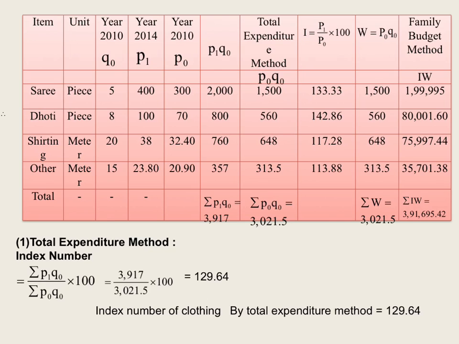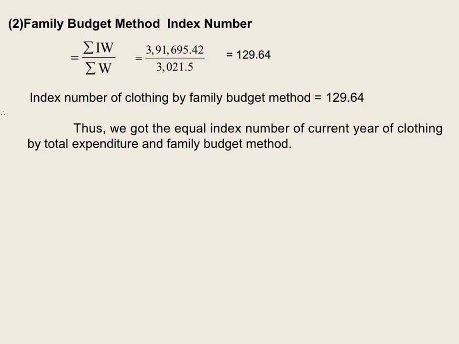That is our I. W again, repeating, is P0 Q0. Then we find IW by multiplying I and W, and put this figure in the family budget formula, sigma IW upon sigma W: 391695.42 divided by 3021.5. So our index number is 129.64. See here, under both these methods the answer remains the same. Okay friend.